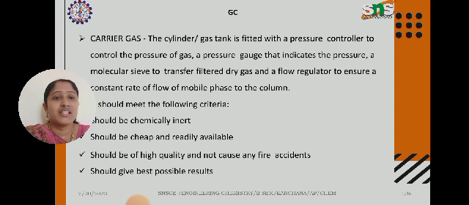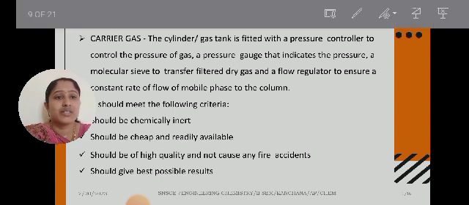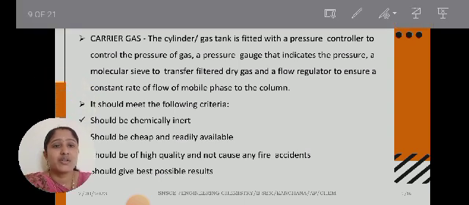Carrier gas: the cylinder gas tank is fitted with a pressure controller to control the pressure of the gas, a pressure gauge that indicates that pressure, a molecular sieve to transfer filtered dry gas, and a flow regulator to ensure constant flow rate of the mobile phase to the column. It should meet the following criteria: it should be chemically inert, cheap and readily available, of high quality, not cause any fire accident, and should give the best possible results.